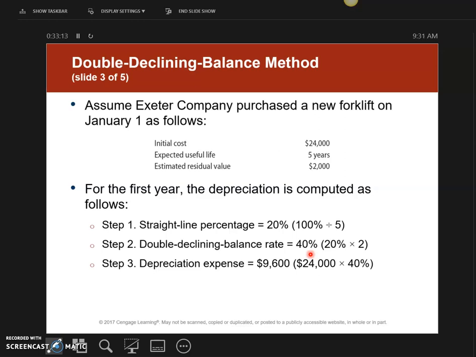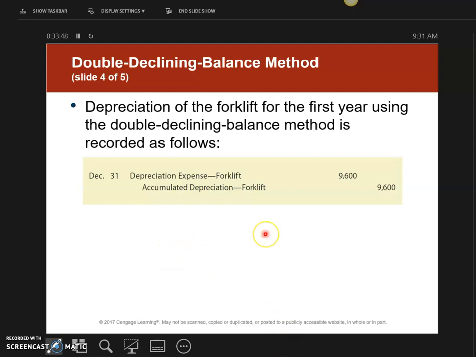Now what's going to happen is I'm going to take 40% of the book value at the beginning of each year. Now remember, the book value is the cost minus the accumulated depreciation. So in reality, the book value at the beginning of the first year is $24,000 since I've not taken any depreciation as of yet. So I'm going to start with the actual cost times 40%. So 24,000 times 40% is $9,600. So the very first year, I will take $9,600 worth of depreciation. So here's my actual journal entry for that.